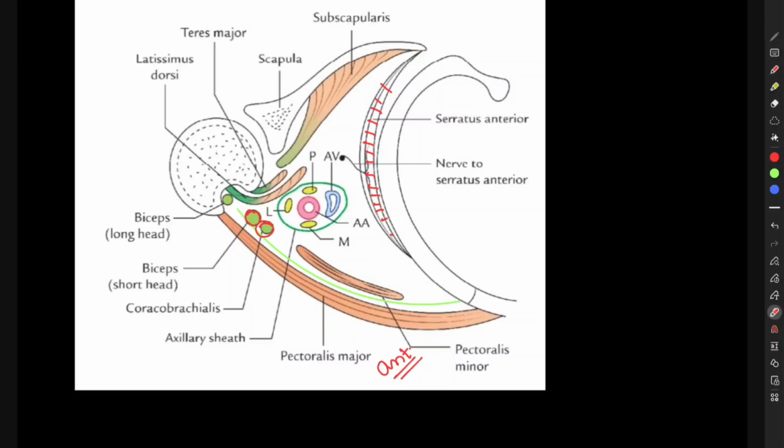So once again, a quick LMR for the walls of the axilla. The anterior wall is formed by the pectoralis major, pectoralis minor, and the clavipectoral fascia. Medially, it is formed by the upper four ribs and the serratus anterior muscle. Posteriorly, by the subscapularis, latissimus dorsi, and the teres major. Laterally, it is formed by the humerus bone, the coracobrachialis, and the short head of the biceps brachii.